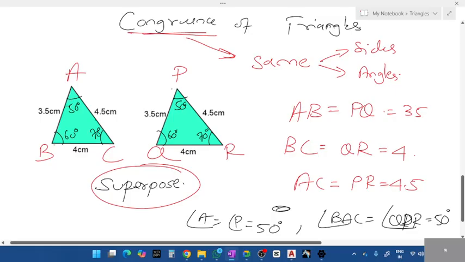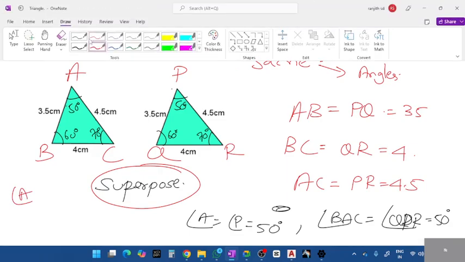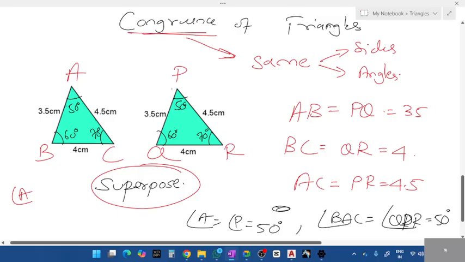Can you see angles are equal? Angle A is equal to which one? Compare the other triangle. Angle A is equal to angle P. Angle B is equal to angle Q. Angle C is equal to angle R. This is what I was teaching. This is known as congruency of triangles. All of you are clear? You understand what is congruency?